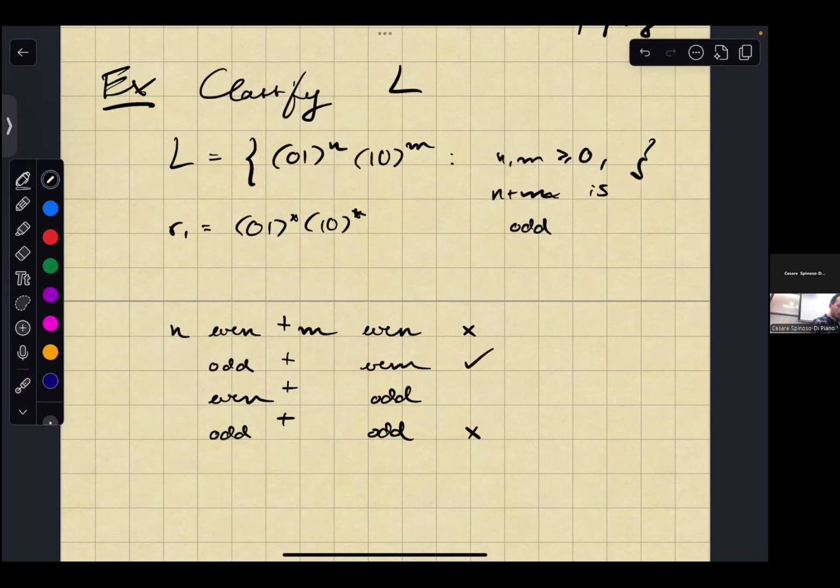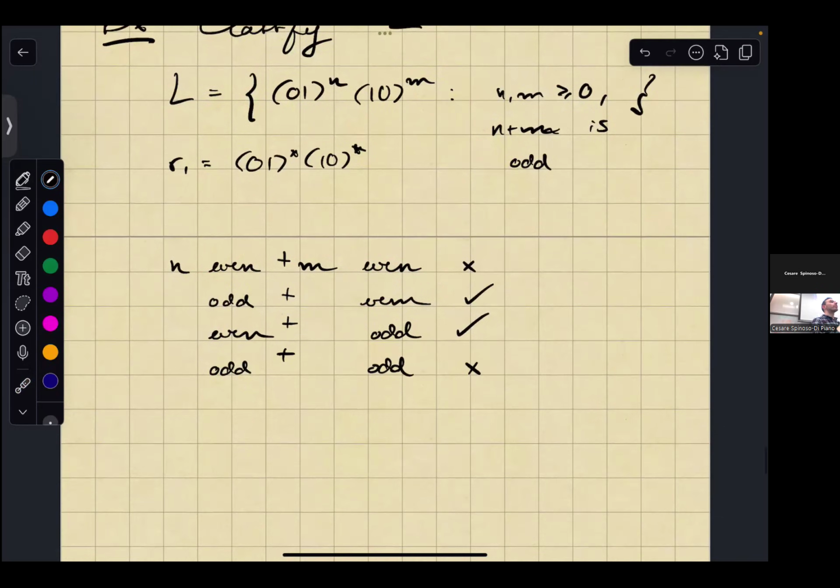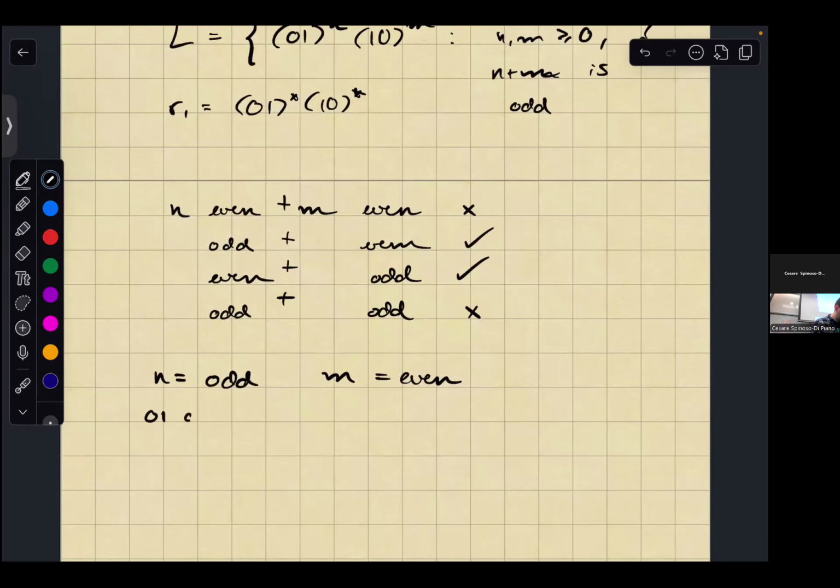Because this is going to lead to odd sums and so is this, right? So that means I just have to hard code both of these cases. So when n is odd and when m is even, what does this mean? It means I have a bunch of zeros and ones, and these can be seen as pairs. But because I have an odd number of them, I always have an extra one after the pairs, right? So I can represent this with a regular expression.